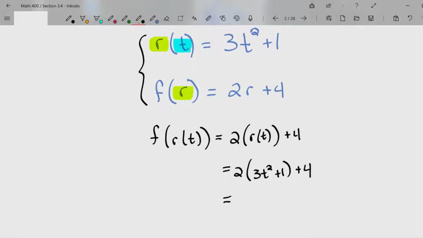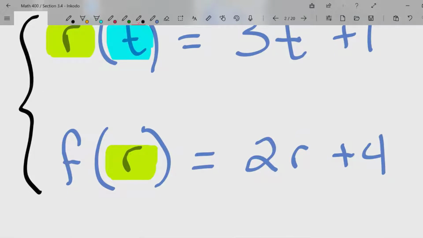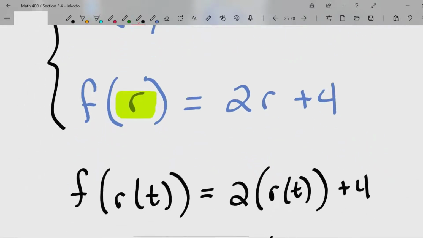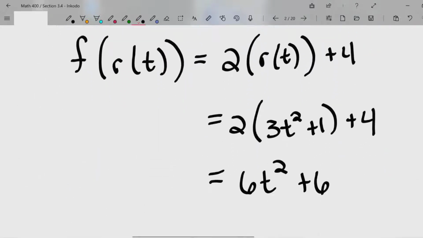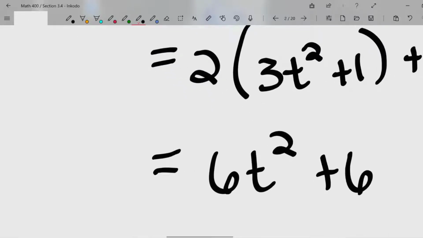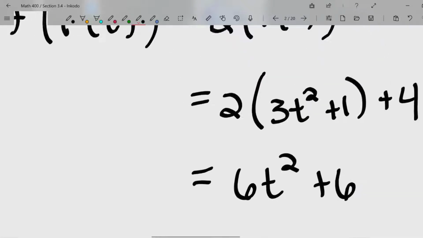And so you could obviously clean this up and you can say, oh, that's the same thing as 6t squared plus 2 plus 4, which is 6. Great. Awesome, right? I've traded out f, which is a function of r, and turned it into a function, actually, of time. So f is both a function of r and a function of time because they gave me r as a function of time. It's my choice how I want to use it.